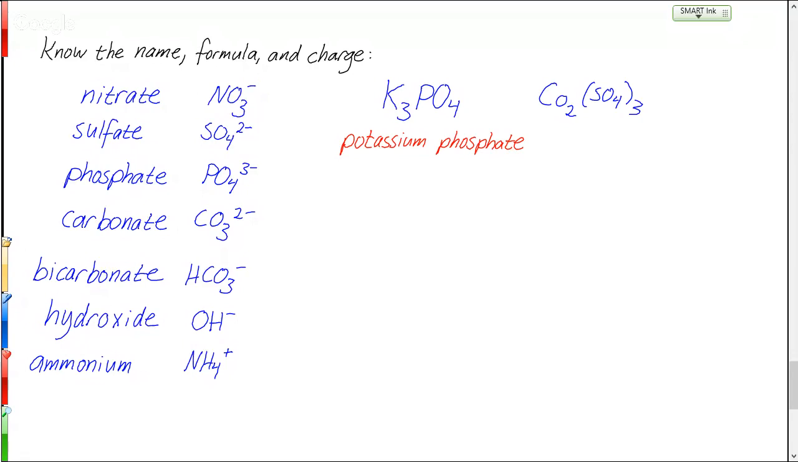One charge or multiple charges? Multiple charges, right? It's variable because it's right in the middle there. So that means that this name is going to be something like cobalt something, and then we name the anion, which is sulfate.